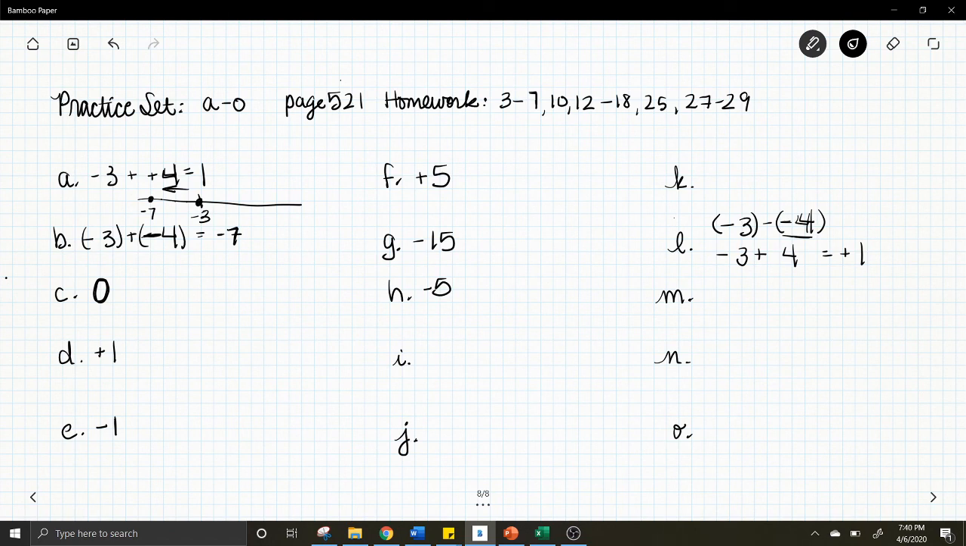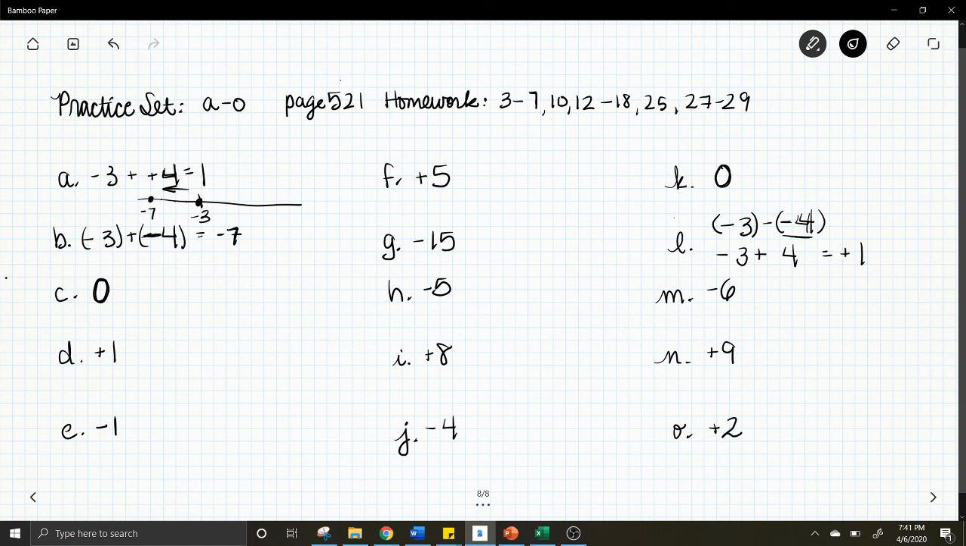Letter I, what is the opposite? It would be positive 8. Letter J, the opposite would be negative 4. Letter K, the opposite of 0 is just 0 because you can't make a positive 0 and a negative 0. L we did together. Letter M, all of these you should have changed to addition problems. Letter M, you would have gotten negative 6. Letter N is positive 9. And letter O is positive 2.